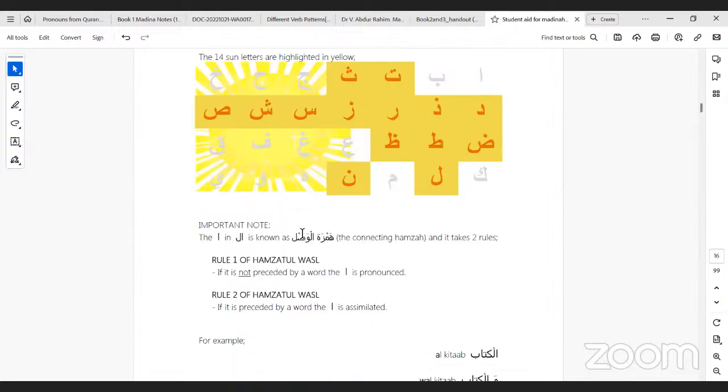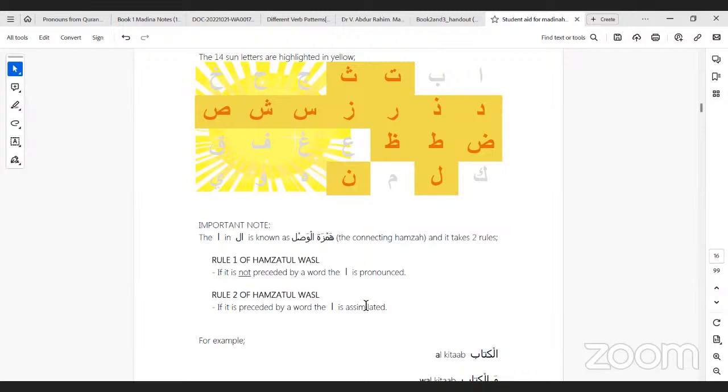The 14 sun letters are highlighted in yellow: ta, tha, dal, dhal, ra, za, sin, shin, sad, dad, ta, za, lam, and noon. Important note: the alif in alif lam is known as hamzatul wasl, the connecting hamza, and it takes two rules.